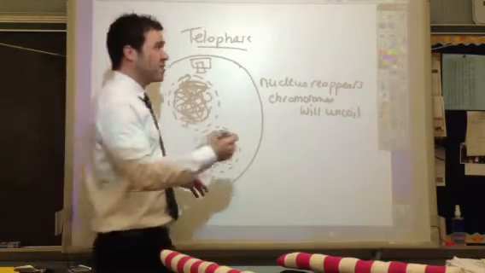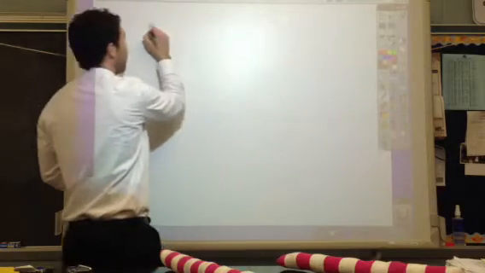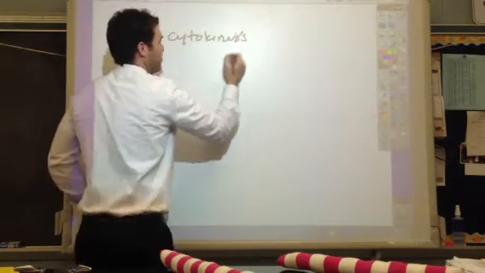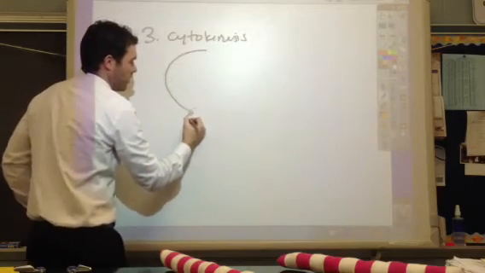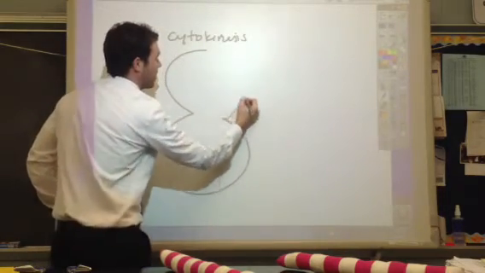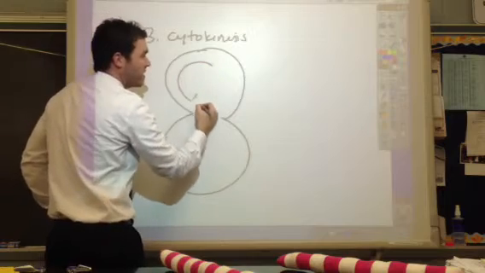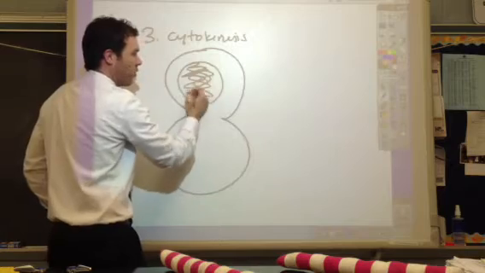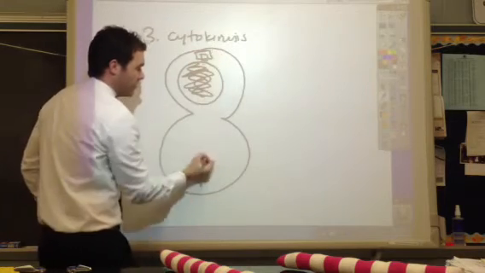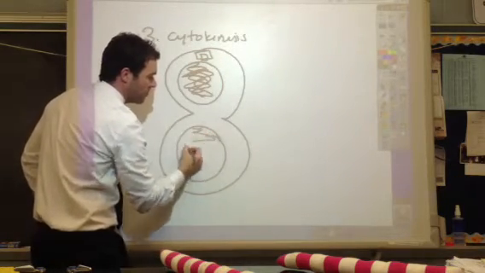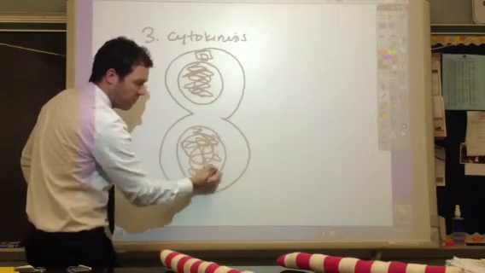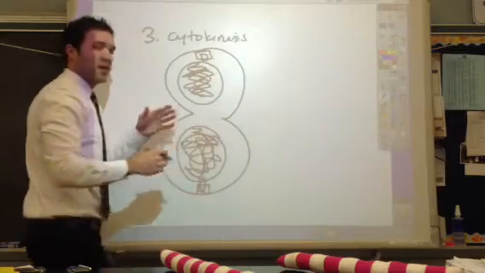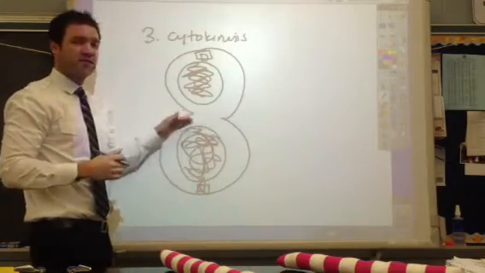And now the last thing that is in the cell cycle is the third phase, cytokinesis. By cytokinesis, we have a full nucleus back, completely in chromatin form. There's my top centriole. There's my bottom nucleus, completely in chromatin form. There's my bottom centriole. Cytokinesis is the splitting of the cell.